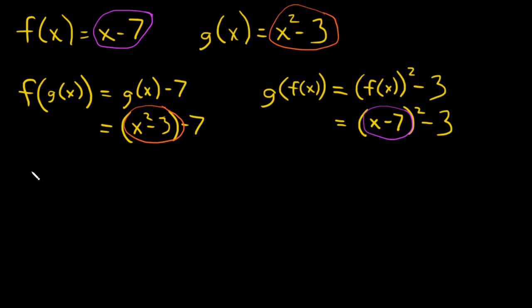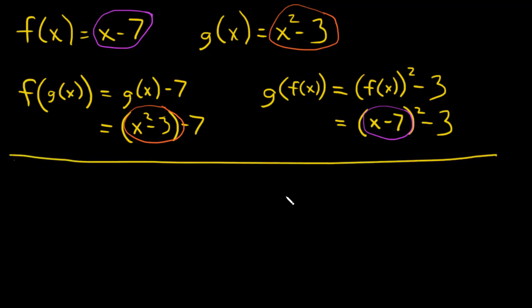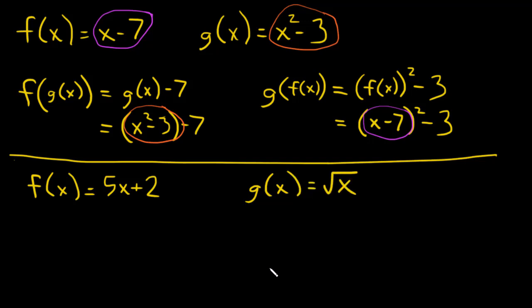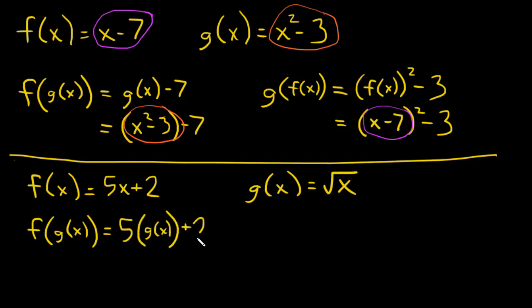Let me do another quick example of that. Let me draw a line here to divide things off. Let's say f of x is equal to 5x plus 2, and g of x is equal to, I don't know, maybe root x. So what would f of g of x give me? Well, that would be 5 times g of x plus 2. Well, what is g of x equal to? g of x is just root x, so this becomes 5 times root x plus 2.